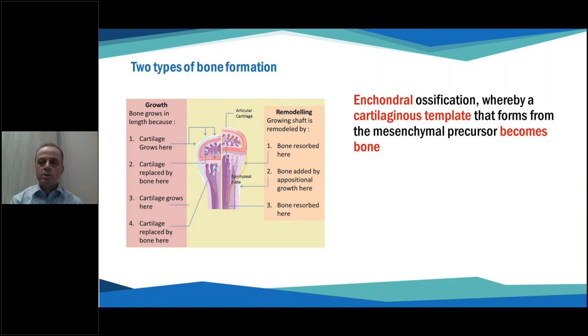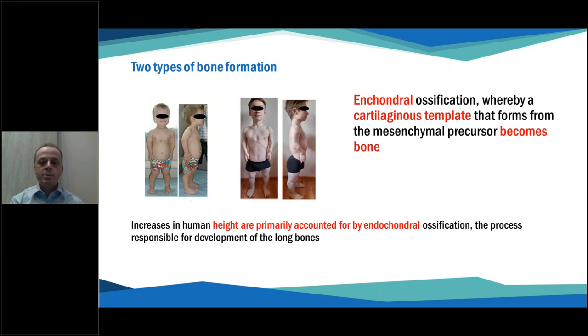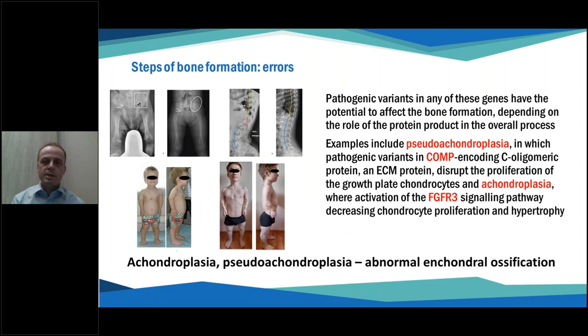On the other hand, endochondral ossification, which consists of the transformation of a cartilaginous template, a cartilaginous analogue, into the definitive bone, mostly corresponds to longitudinal bone growth, and impairment of endochondral ossification mostly affects the longitudinal bones and leads to different types of short stature and deformities. And pathogenic variants in the majority of the genes related to the construction of the bone, to endochondral and membranous ossification, can lead to different types of skeletal dysplasia. For example, mutations in the COMP gene lead to pseudoachondroplasia and multiple epiphyseal dysplasia, and mutations in fibroblast growth factor receptor type 3 lead to achondroplasia.